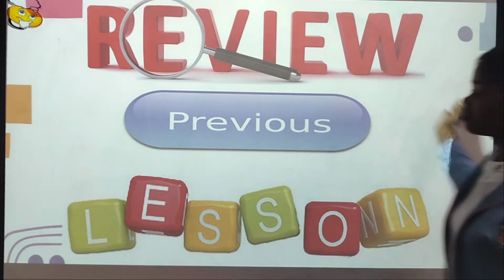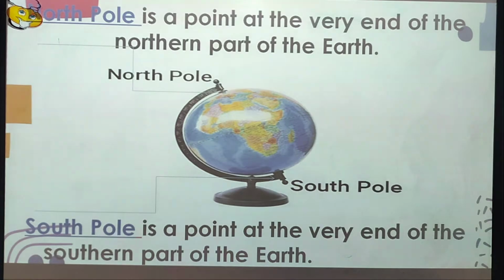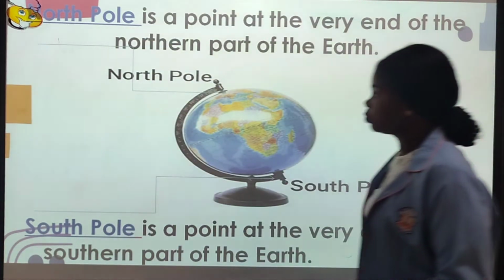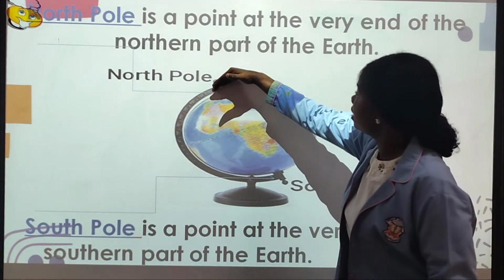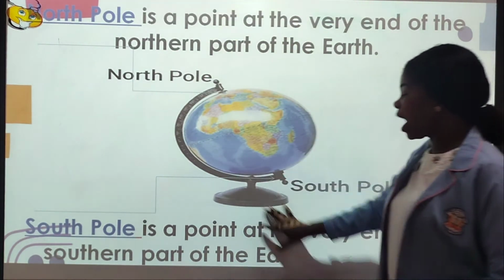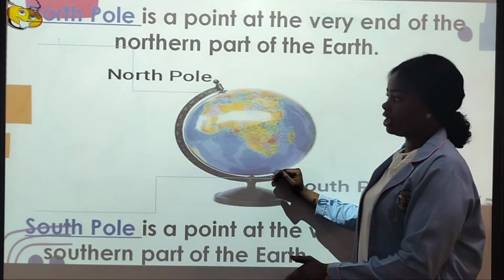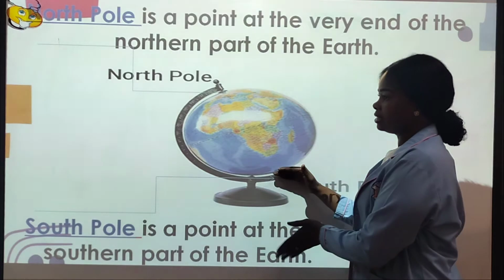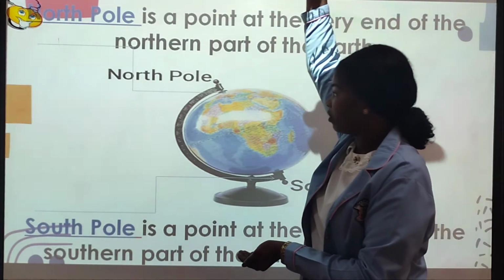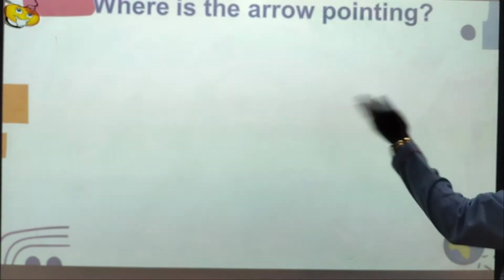Now, let's take a quick review on our previous topic. What did we talk about in our last class? In our last class, we talked about the North Pole and the South Pole. And we said the North Pole is the very end of the northern part of the Earth, while the South Pole is the very end of the southern part of the Earth. This is the North Pole and this is the South Pole. The North Pole is the upper side of the Earth and the South Pole is the down part of the Earth.